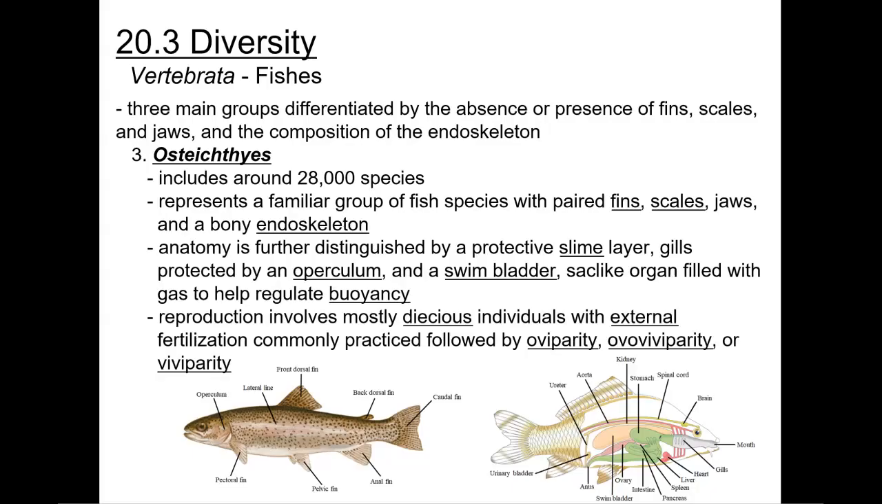Reproduction involves mostly dioecious individuals with external fertilization, a common practice, followed by oviparity, ovoviviparity, and viviparity. If you need to refresh on those, just go back to the last slide where I talked about that.